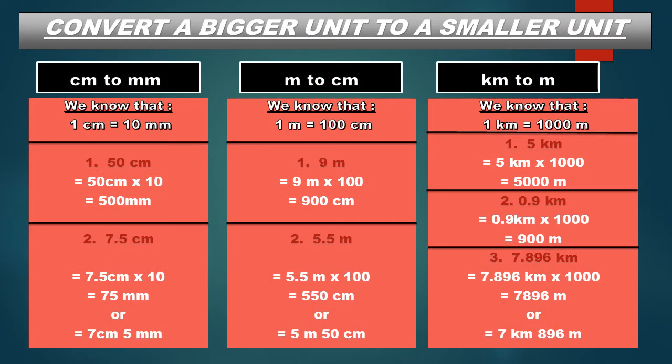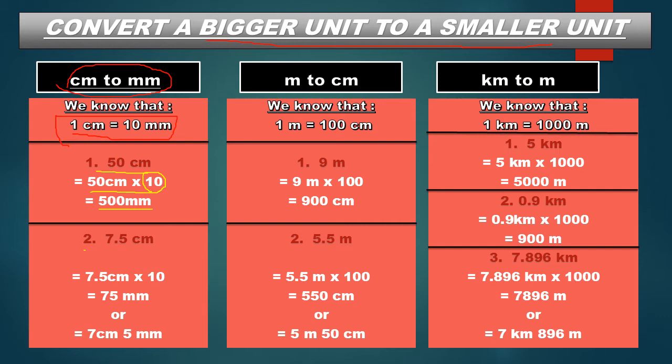Now here we have some examples. In the first column we have to convert centimeter to millimeter, like converting a bigger unit to a smaller unit. We know that 1 centimeter is equal to 10 millimeters. So in the first example we have 50 centimeters. To convert centimeter to millimeter, multiply the centimeter value by 10. For example, to convert 50 centimeters to millimeters, multiply 50 by 10. That makes 500 millimeters.